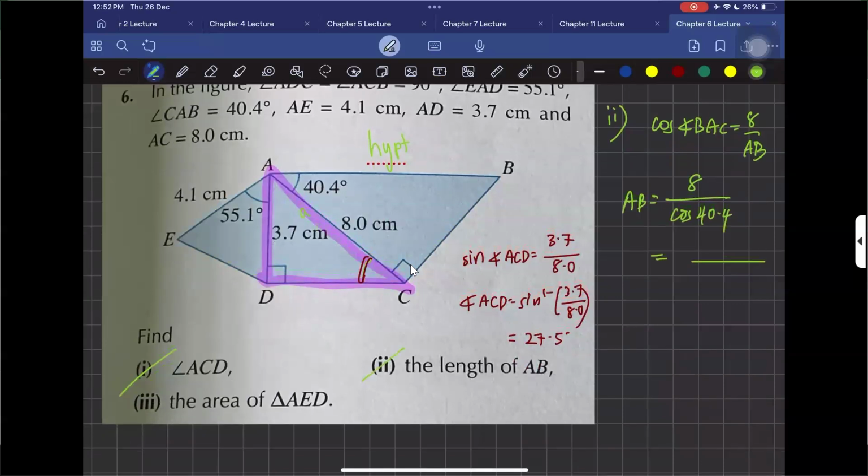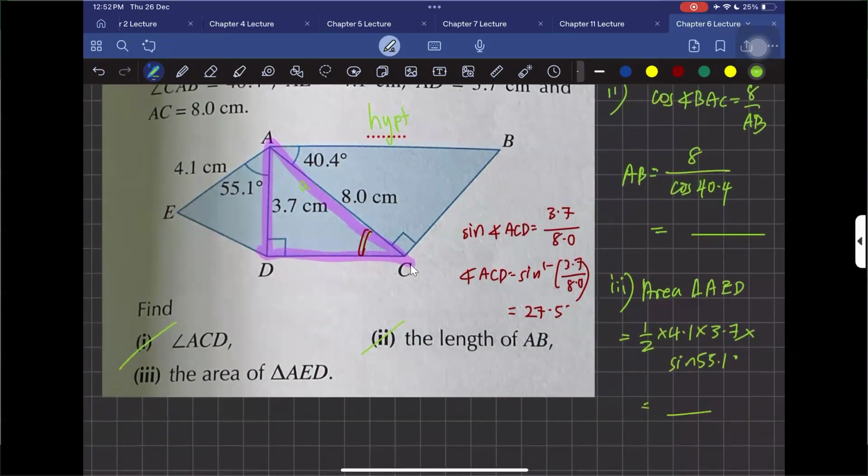Now your last part, the area of AED. Again, this should be simple. You see this angle and the two corresponding sides, so the area of AED equals half times 4.1 times 3.7 times sine 55.1 degrees. And then you'll get your final answer.